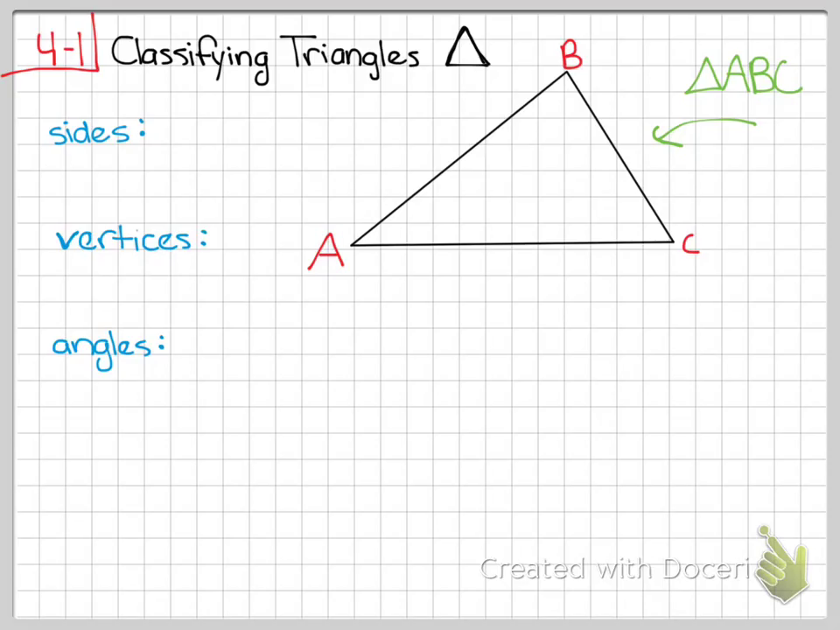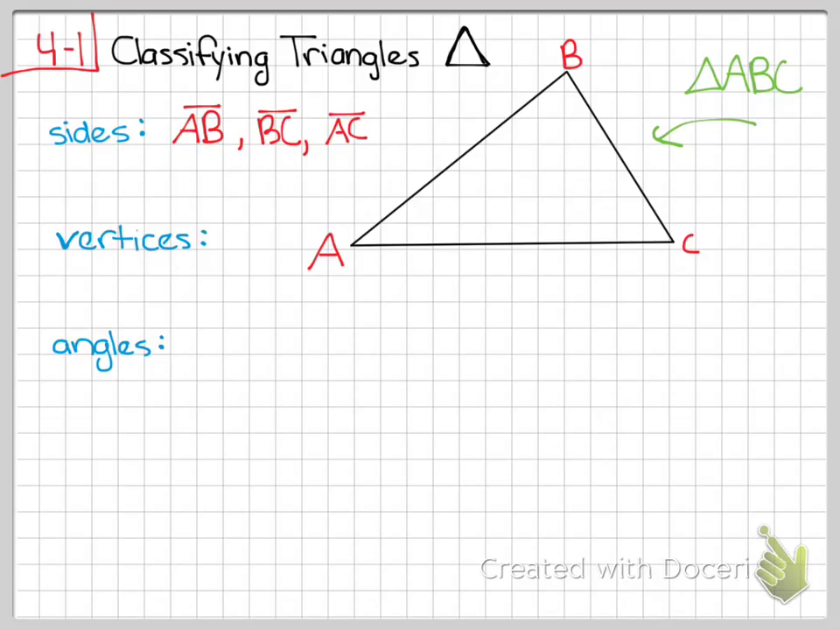Alright, so first let's look at the sides of the triangle. The three sides of this triangle will be AB. And make sure you put a line on top of that with no arrows. That means it's a segment, it has definite endpoints. So segment AB, segment BC, and segment AC. Those are our three sides of the triangle.